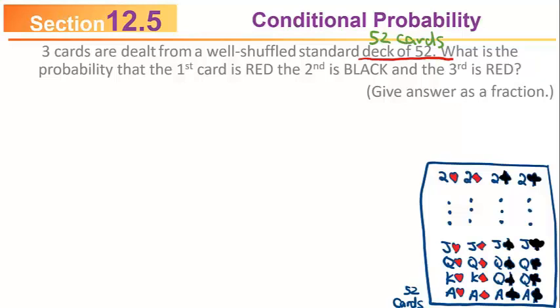The deck of cards has hearts, diamonds, spades, and clubs. There are 2s, 3s, 4s, 5s, 6s, 7s, 8s, 9s, and 10s, and then there are the jacks, queens, kings, which are the face cards, and then there are aces. 52 cards.